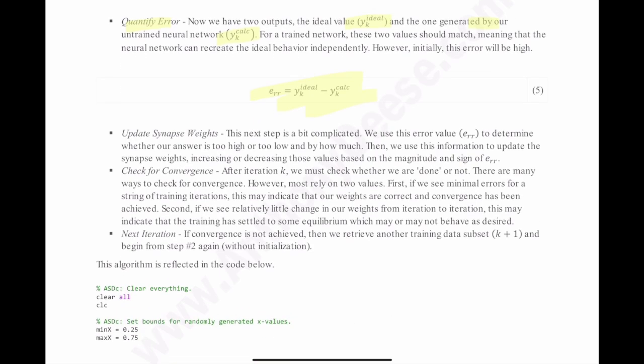Then what we do is update the synapse weights. Now this step is a bit complicated. We're going to use this error value to determine whether our answer is too high or too low, and by how much. Then we use this information to update the synapse weights, increase or decrease those values based on the magnitude and the sign of the error.